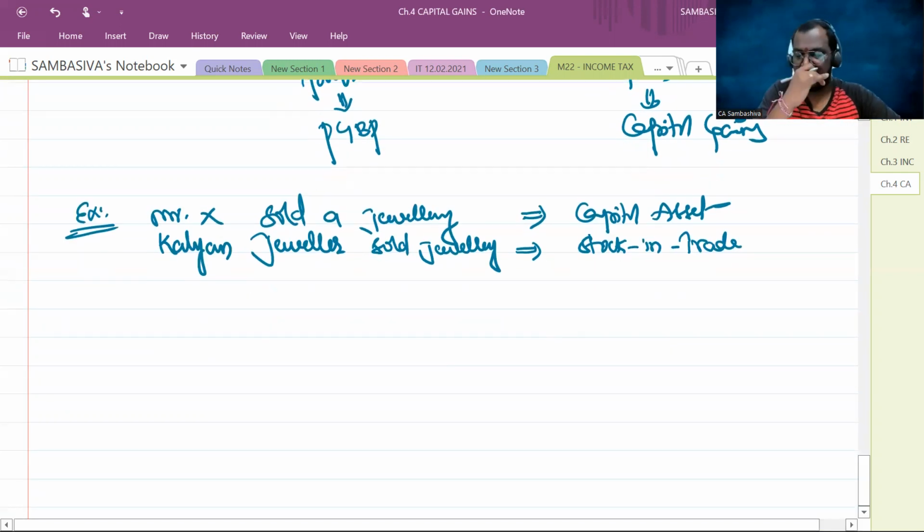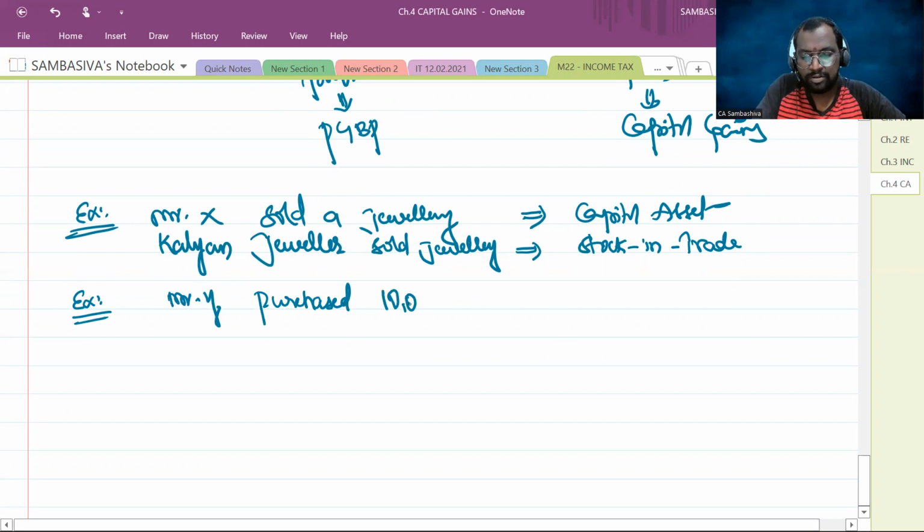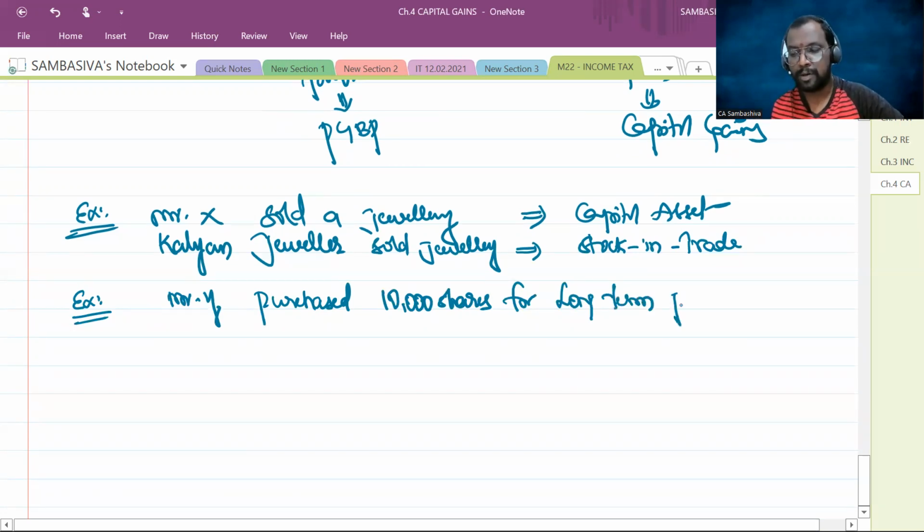Similarly, let us take one more example. Mr. Y purchased 10,000 shares for long-term purposes. Now for Mr. Y, these 10,000 shares should be treated as a capital asset.